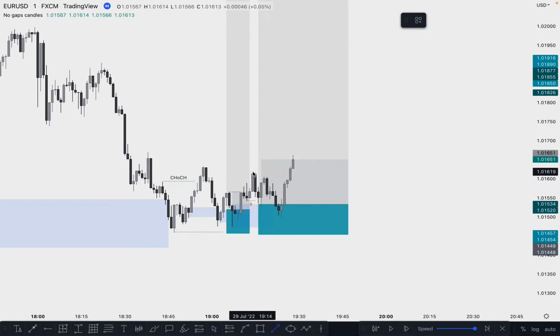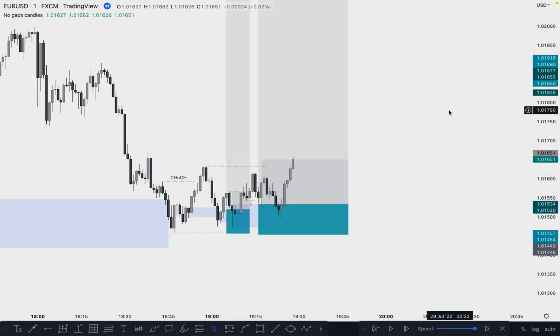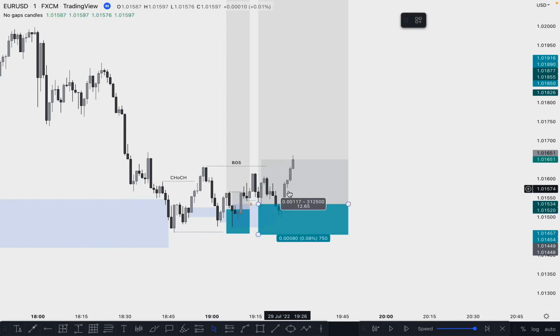Okay, so the market breaks this structure here, and these are all internal structure. Remember, these are all internal structure, and the BOS is here. Okay, and this becomes our break of structure, because between this high and this low, these are all internal structure. Correct. And now you have to wait for the confirmation like this.